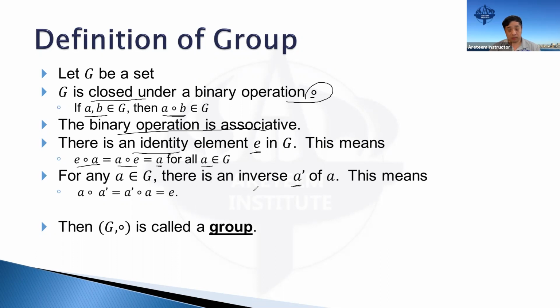So inverse is like you multiply them, you get the identity. So as long as these four conditions are satisfied, this is called a group. Okay, so that's the algebraic group, right? So the mathematical concept of a group.